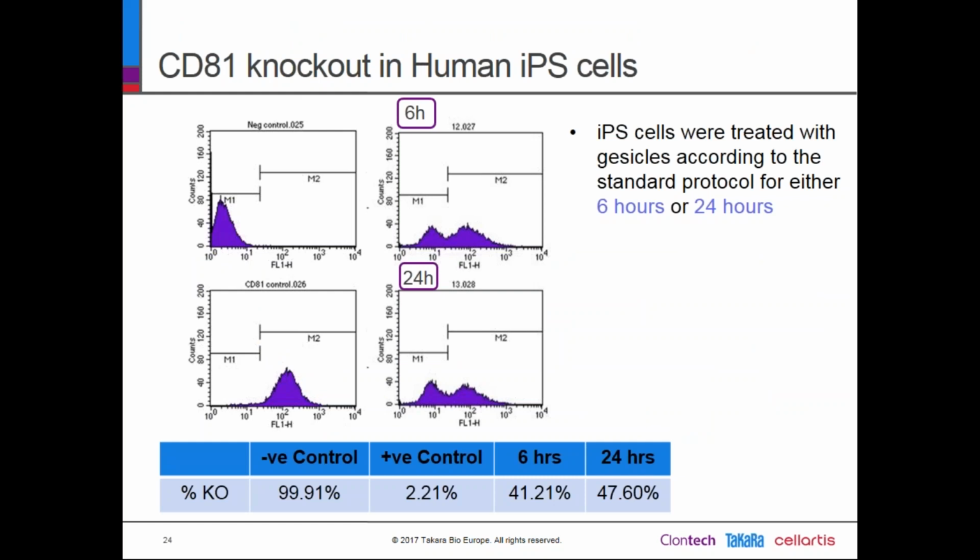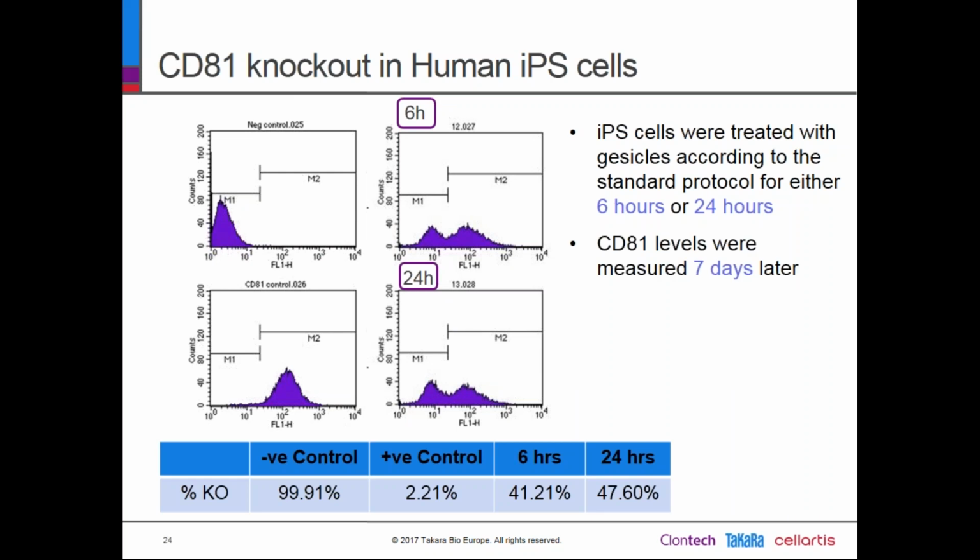Another example of a bit more tricky cell types are human-induced pluripotent stem cells. Here again we knocked out the CD81 receptor. You have here the positive control of the expression of the receptor and the negative control with just the autofluorescence of the cells. We treated the iPS cells following the standard protocol with a bit longer incubation with the vesicles, 6 or 24 hours instead of the 4 hours in the standard protocol.